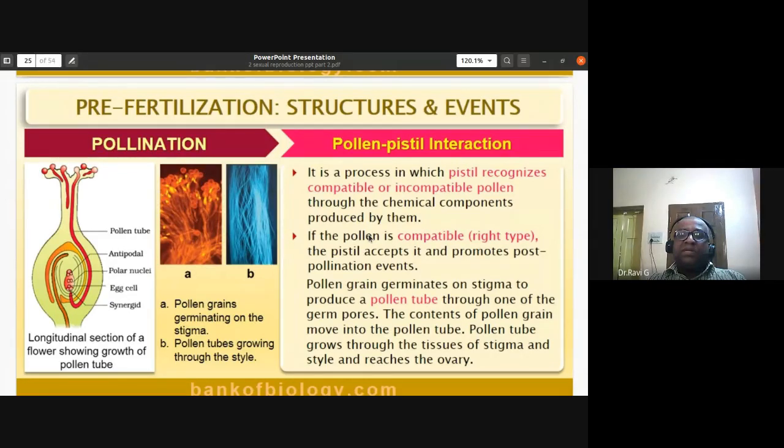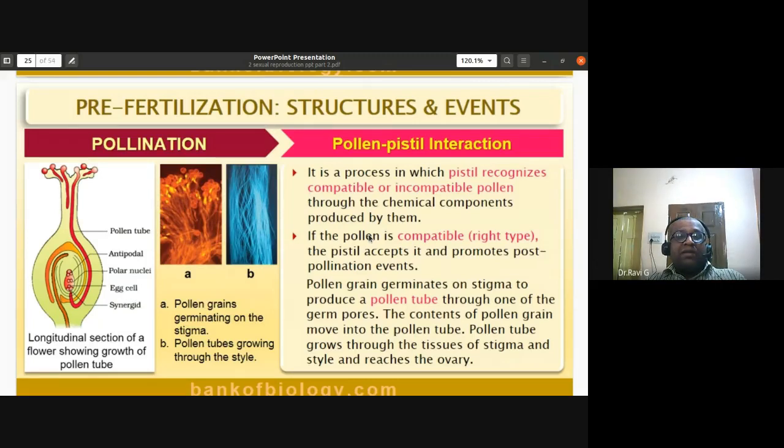In a flower, there is an interaction between the pollen and pistil. If pollen grains from a different species fall on this pistil, they don't germinate. Even if they germinate, the pollen tube does not reach the ovary. Even if they reach the ovary, they cannot reach the ovule. The length of the pollen tube also gets limited.